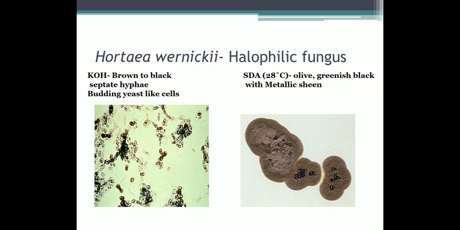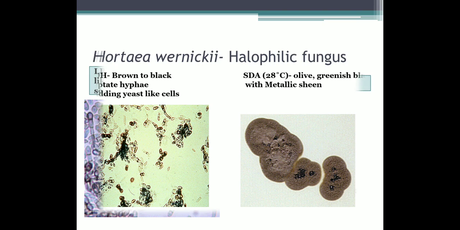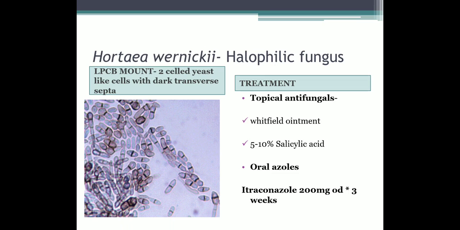Lab diagnosis can be done by obtaining skin scrapings. KOH mount shows brown to black septate hyphae with budding yeast-like cells, and Sabouraud's dextrose agar will give you greenish black colonies with a tar-like morphology with metallic sheen. Hortaea werneckii is usually a 2-cell yeast-like cell with dark transverse septa. It is also sometimes called the black yeast.